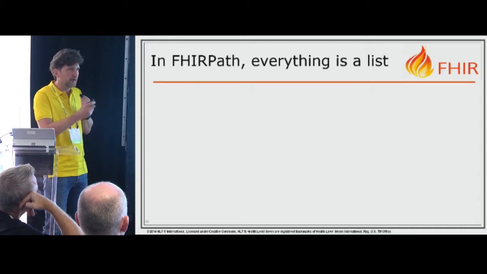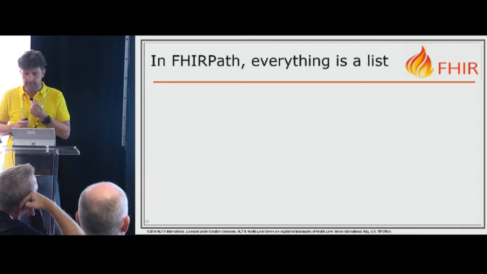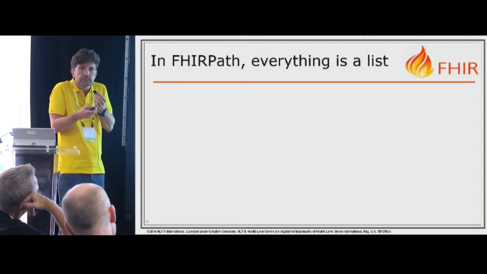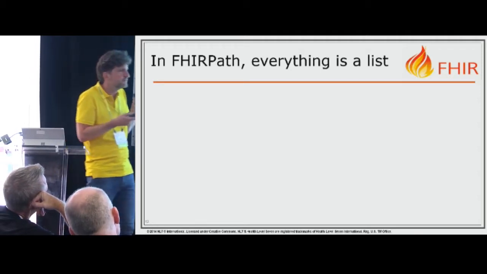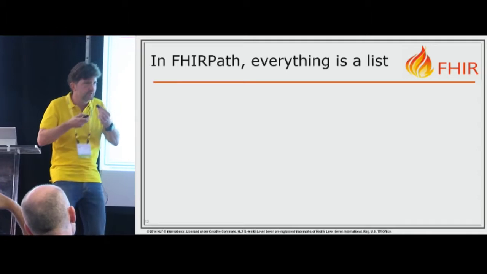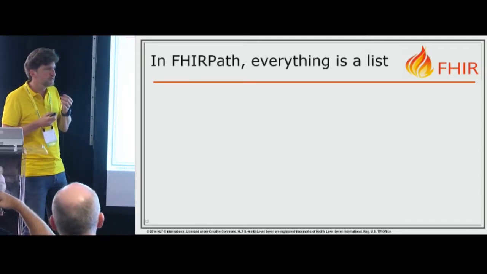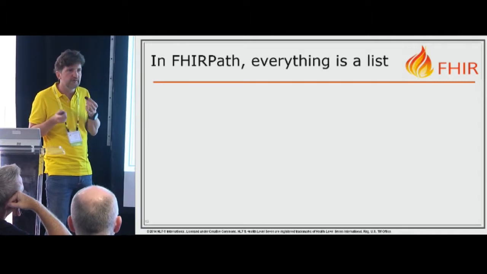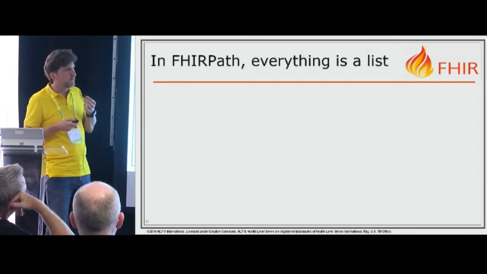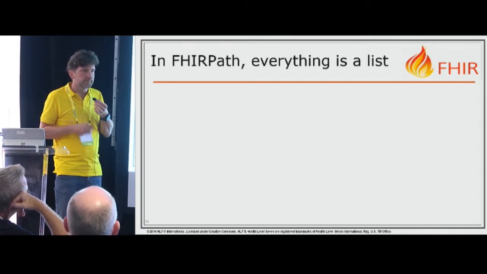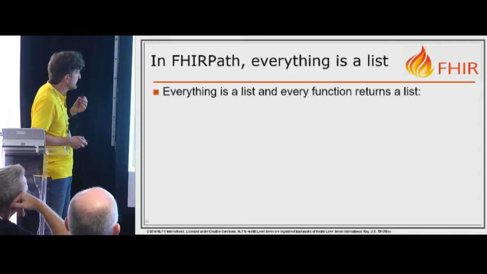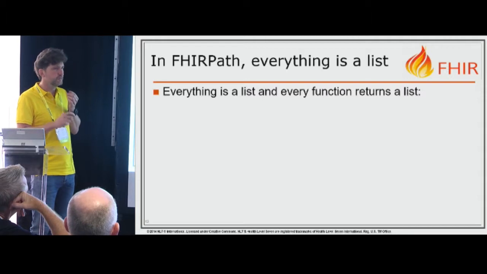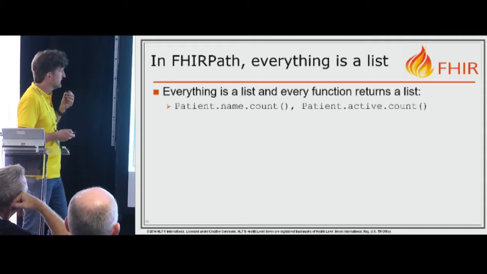So far I've been talking about nodes, and then it makes total sense that everything is a list. I'm selecting name, but there might be multiple names because many fields in FHIR are repeating, so you would return multiple names. And because you really never know whether you're returning 1 or the instance has 3 or 5 or 10, we decided that in FHIRPath, everything is a list. Every function, everything you do, returns a list.